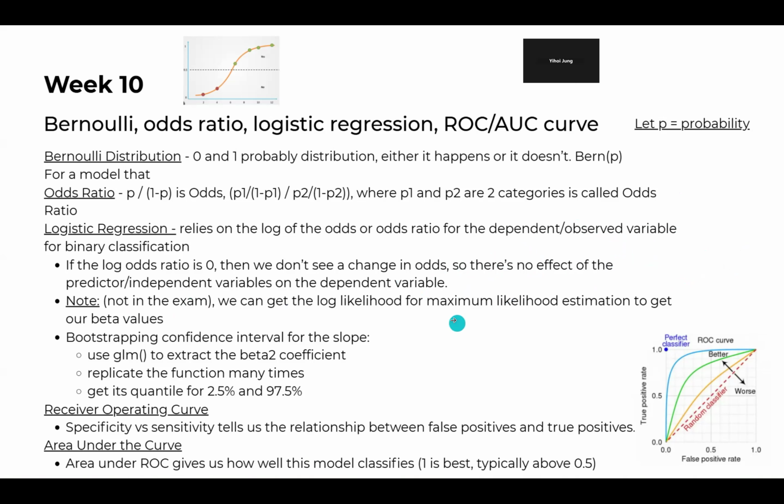This is not part of the exam, but you can also get log likelihoods for maximum likelihood estimation, for estimating your parameters. So just a quick side note. But then we get into bootstrapping again for the confidence intervals. So the same concept as before, you use the replicate function and then use the quantile function. But one thing that's different is that we use the GLM function here for logistic regression, and we extract the beta 2 coefficient. So in your boot function, you use GLM and extract beta 2.